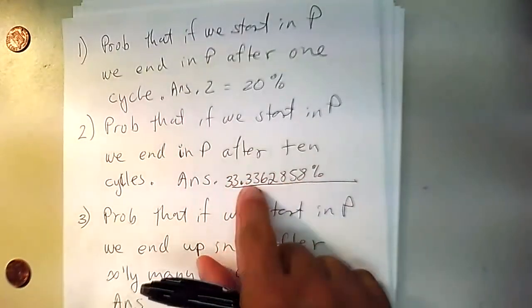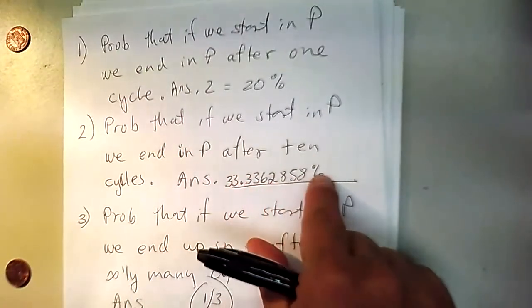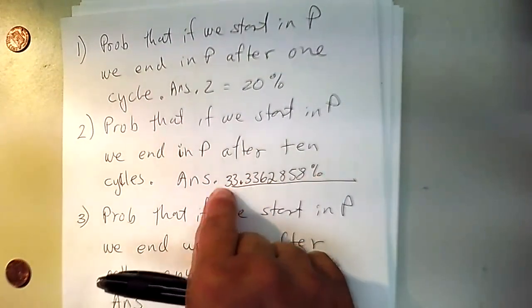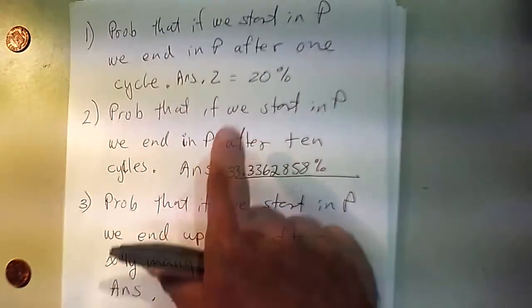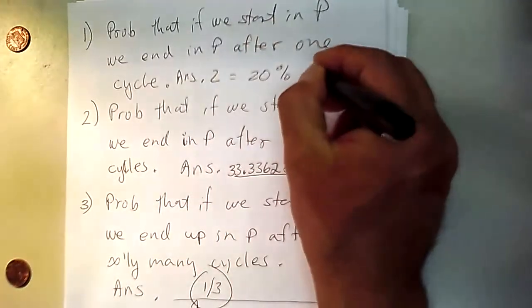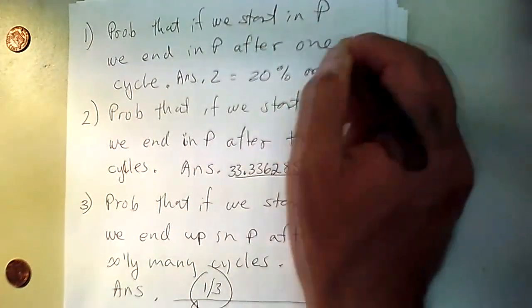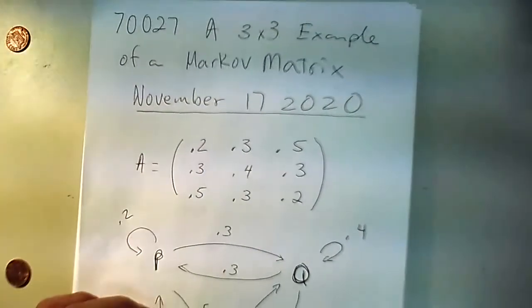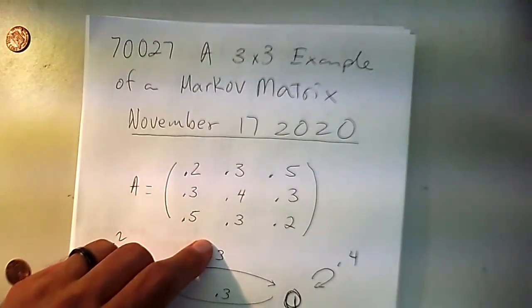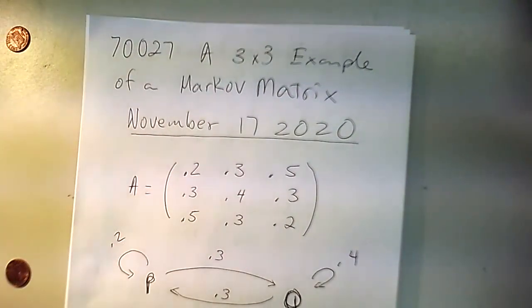Because of all the decimals, I choose to use fractions. If you don't want to put the percentage, just move the decimal point two more places to the left, and then the answer is still good. And here, 20% or 0.2, either one is good. All right, so this does it for a 3x3 Markov matrix system.